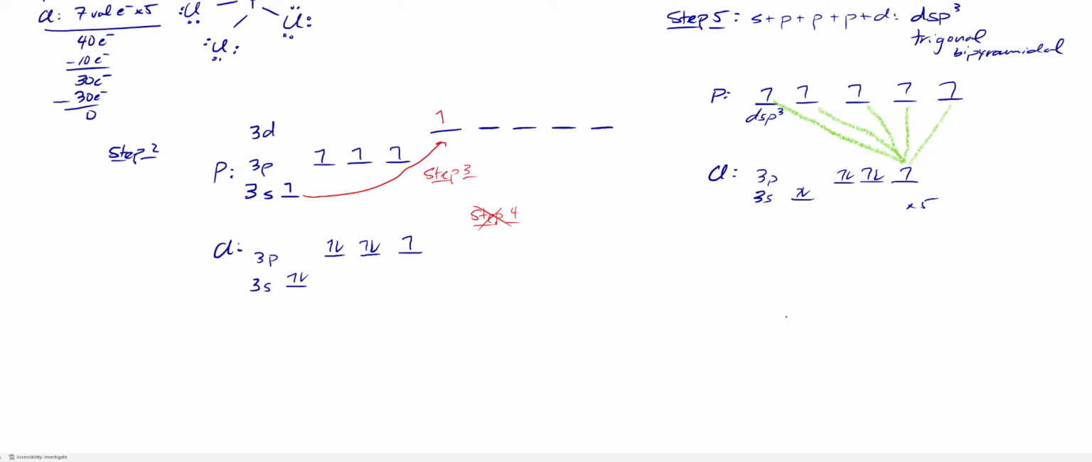Trigonal bipyramidal has a triangular plane in the center. So this is my triangular plane right here. And then it has an orbital coming up and an orbital below. Each of these is going to be overlapped with a chlorine 3p orbital. That's my 3p. I'll just indicate over here. All of these are DSP3s.